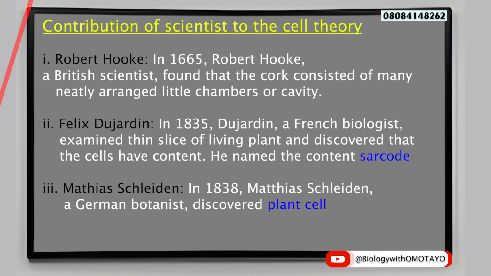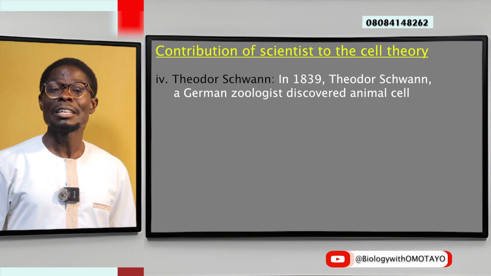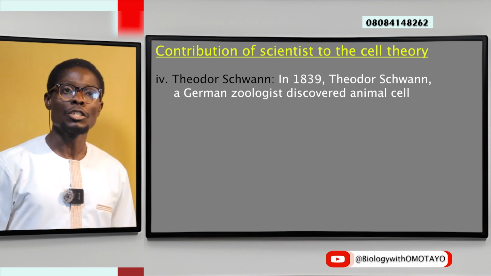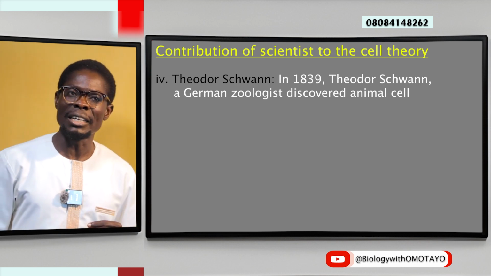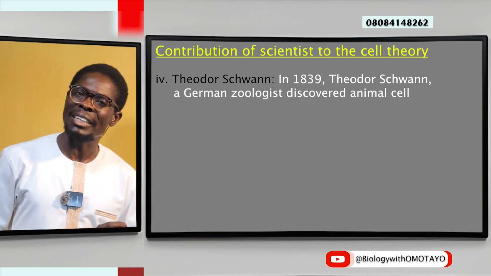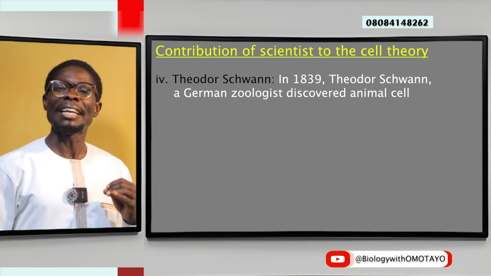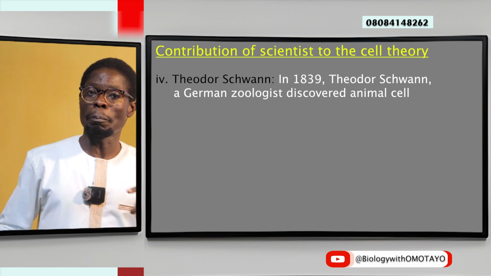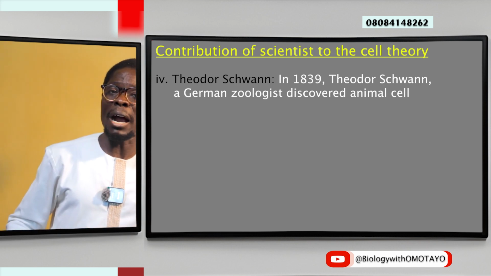Afterward, another scientist known as Theodor Schwann went on to carry out extensive study on cells from animals. He was a German zoologist, and so it is always ascribed to him as the one who discovered the animal cell. That is Theodor Schwann, 1839. If you take note, just a year in between. So the plant cell was discovered earlier than the animal cell.